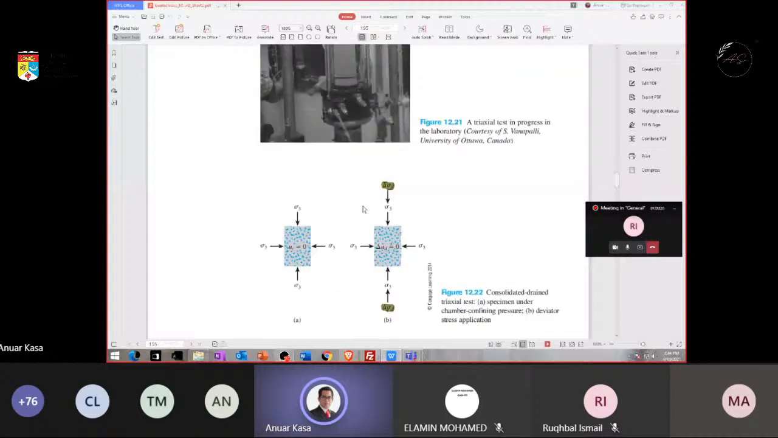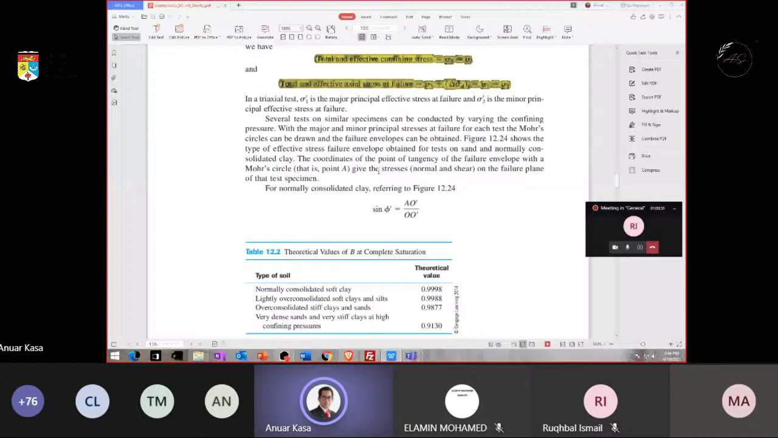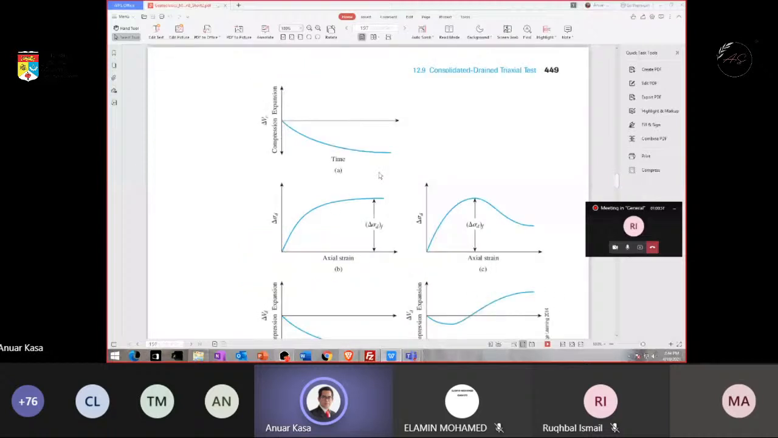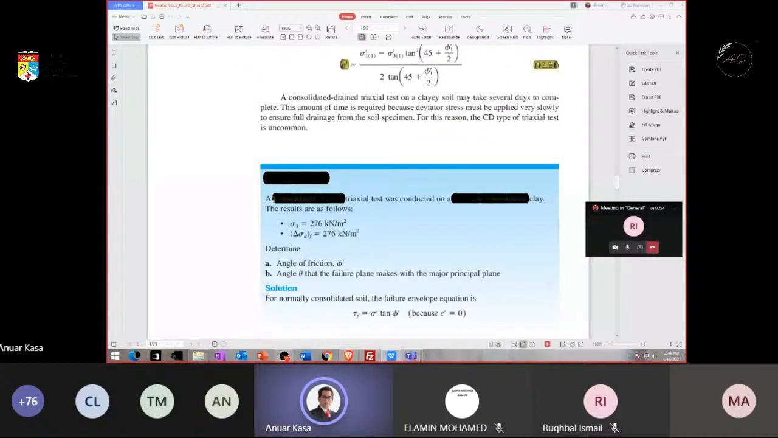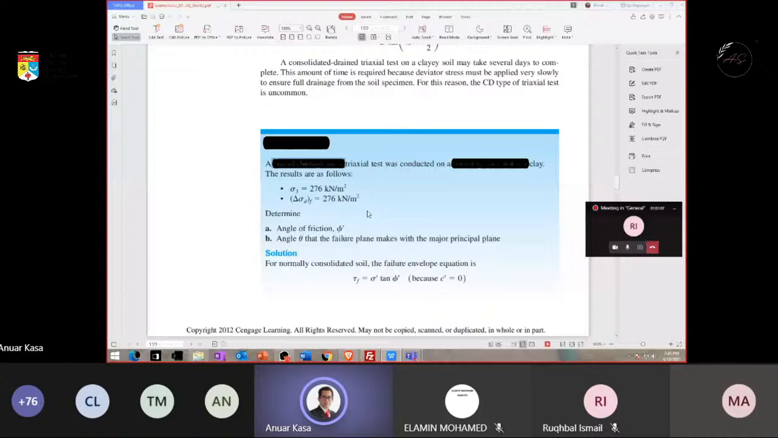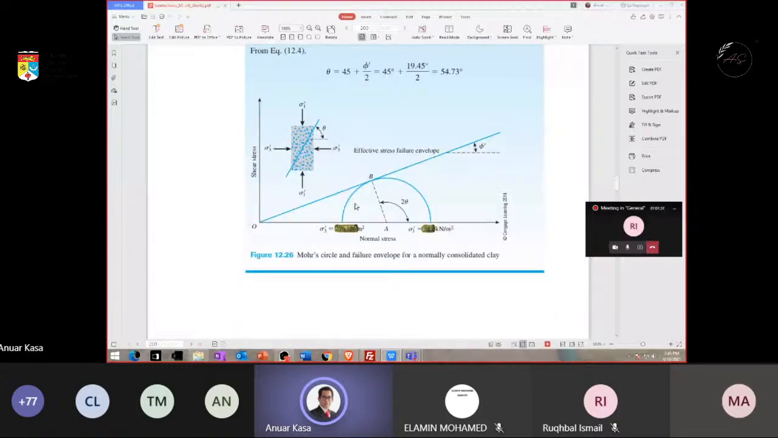So the calculation depends on whether it is a UU test, a CD test, or a CU test. Normally it's given, it tells you whether it's a consolidated drained test. For example, here it says consolidated drained, so this one is a CD test. It will give you the parameters needed, and then, for example, find the angle of friction and the angle of the failure plane. You can look at this example, and I believe you will understand it. Not difficult.